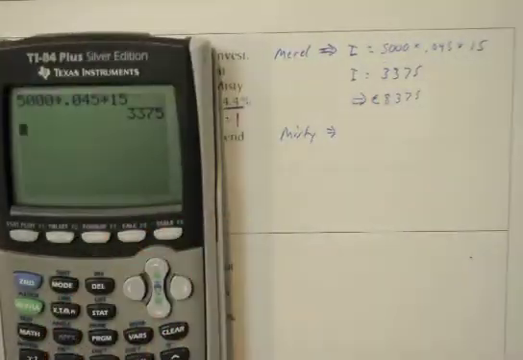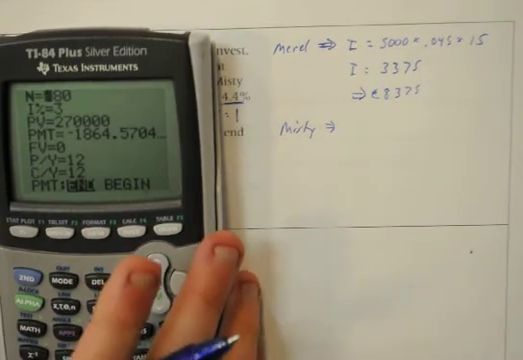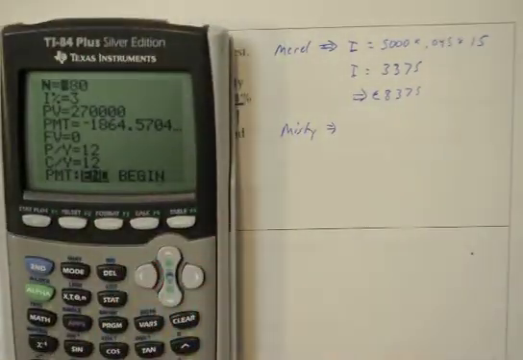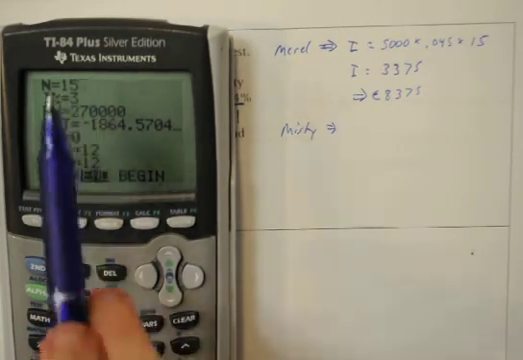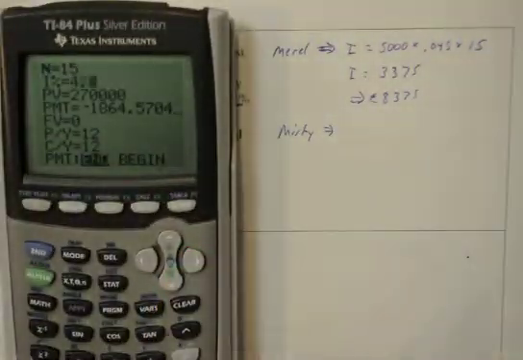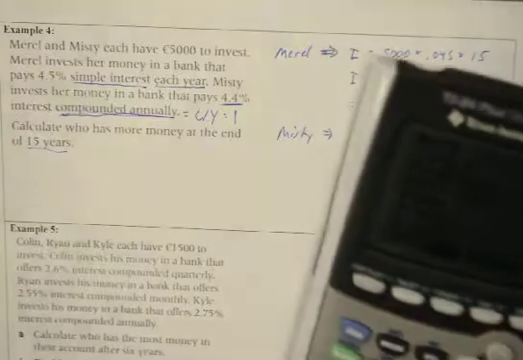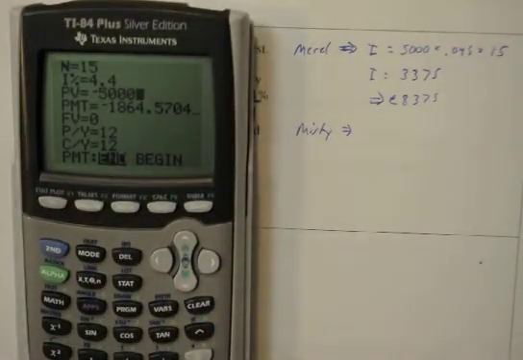Let's go plug this into the old calculator. We can use our finance app for this one. She's compounding 1 time a year for 15 years. So the total number of compounds is just 15, because it's 1 time a year for 15 years. She gets 4.4%, so a lower interest rate. The present value is $5,000 in the bank, so I'm going to make that negative. The payment, she's not paying. She's just putting a lump sum in and leaving it there.